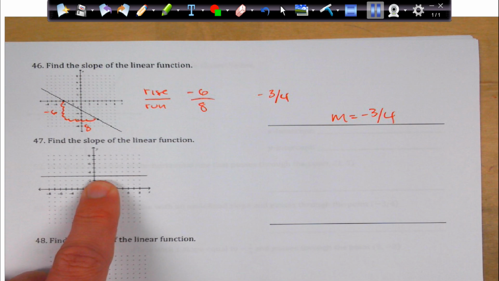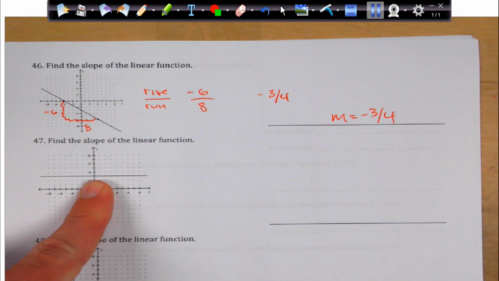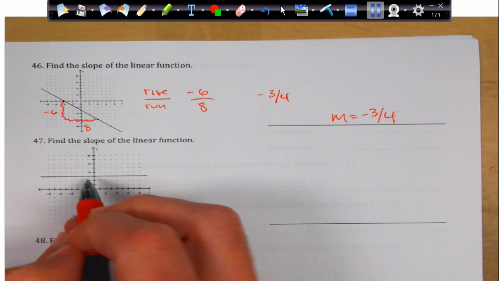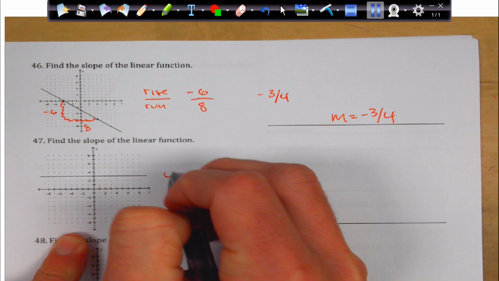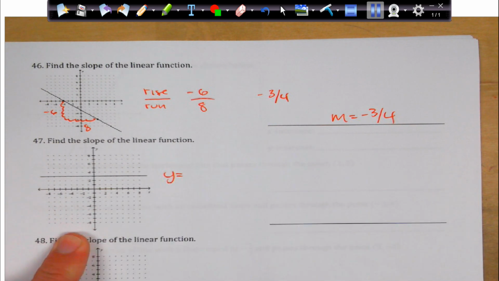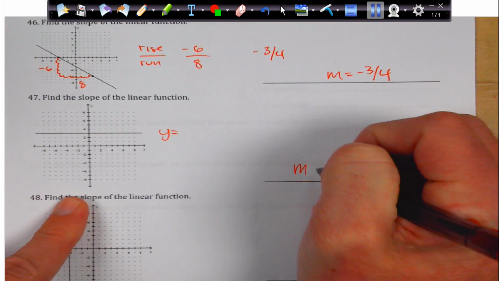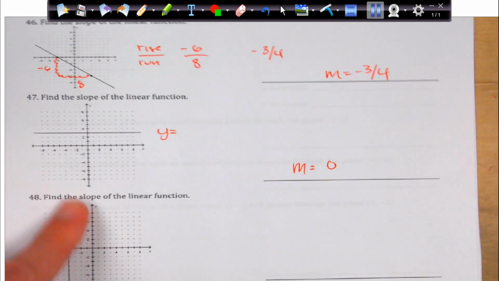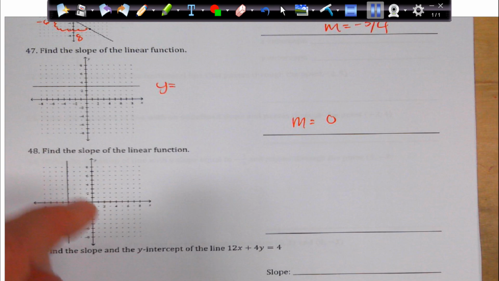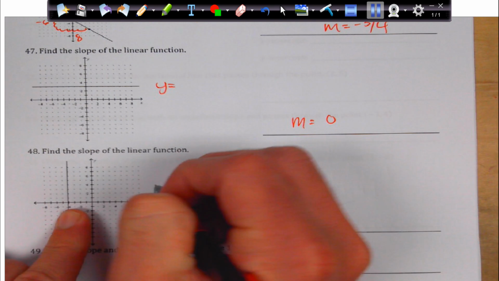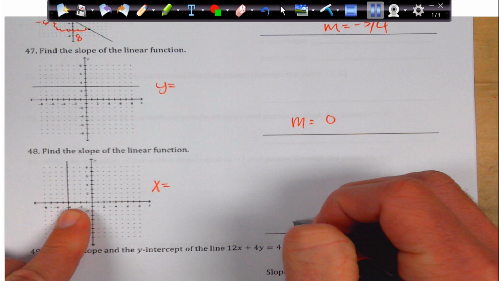So this one right here, this would be a good thing to add to your note card, but this is a y equals line. Y equals lines are always horizontal, which means they have a 0 slope. So our slope for this is 0. And then right next to it, the one below it, we have an x equals line, and these always have an undefined slope.